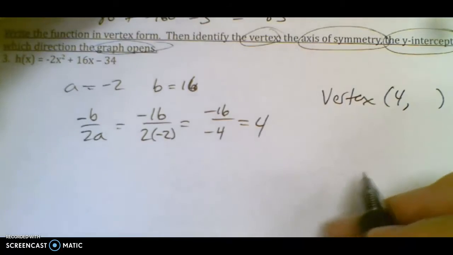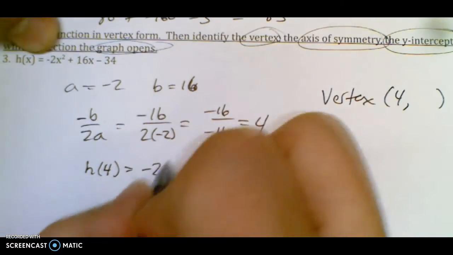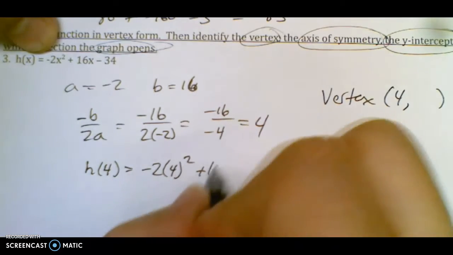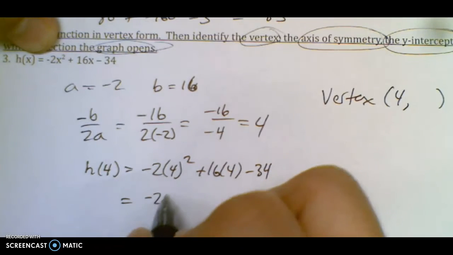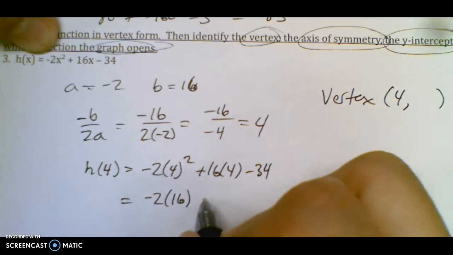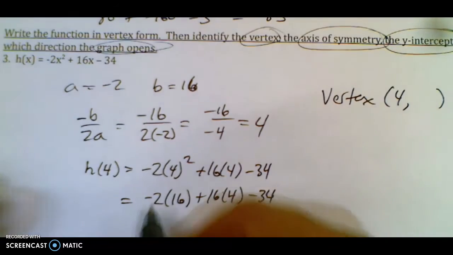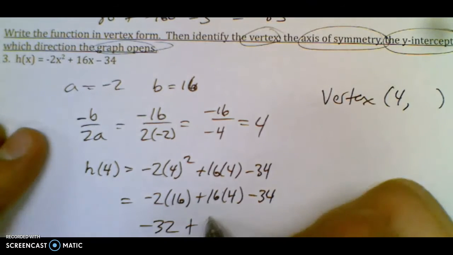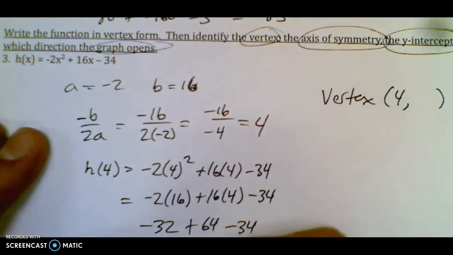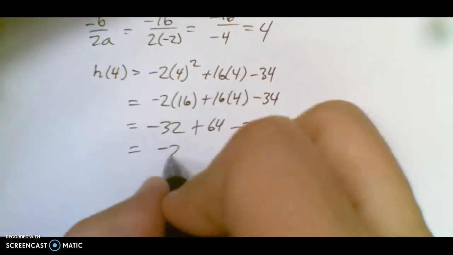The other part, once again, I get by plugging the 4 into the original equation. So h of 4 is negative 2 times 4 squared plus 16 times 4 minus 34. So we've got negative 2 times 16 plus 16 times 4 minus 34. And then that's negative 32 plus 64 minus 34. So here we're going to have 32 minus 34, and that is negative 2.